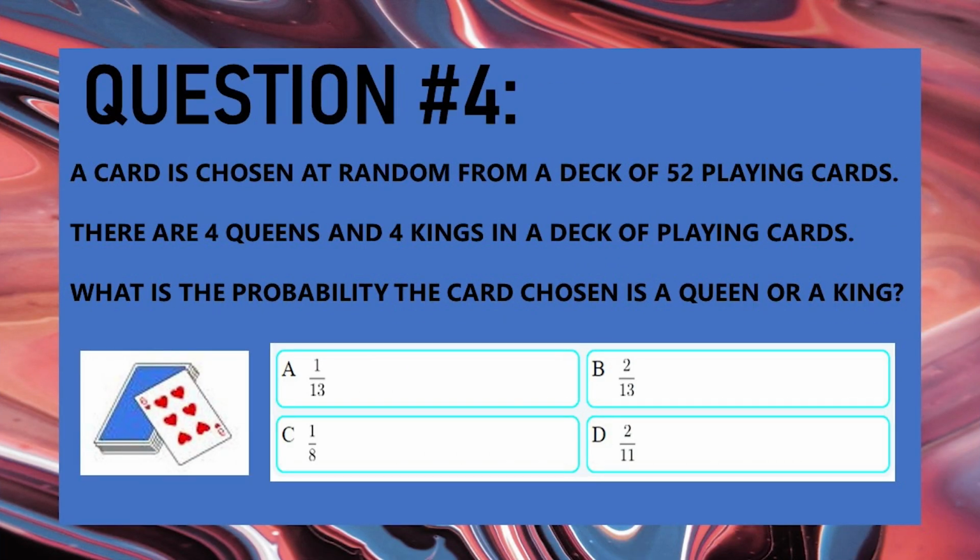Question number 4. A card is chosen at random from a deck of 52 playing cards. There are 4 queens and 4 kings in a deck of playing cards. What is the probability the card chosen is a queen or king? Letter A, 1/13. Letter B, 2/13. Letter C, 1/8. Or letter D, 2/11.